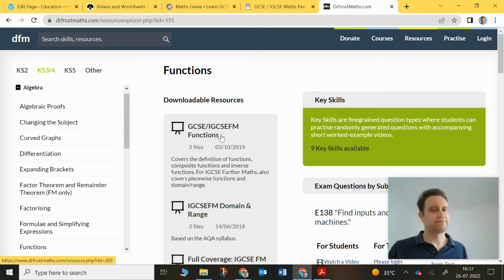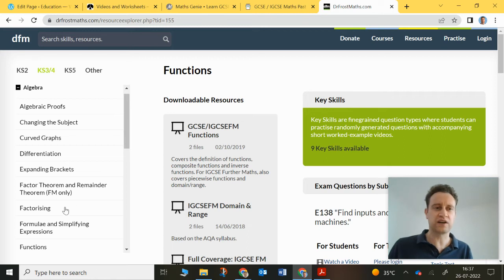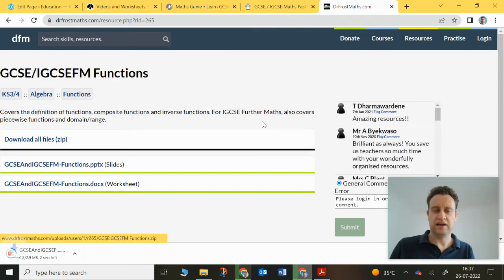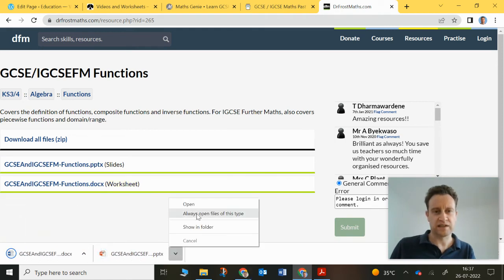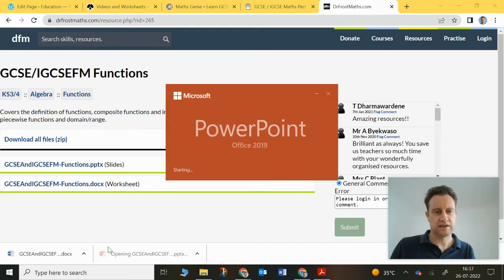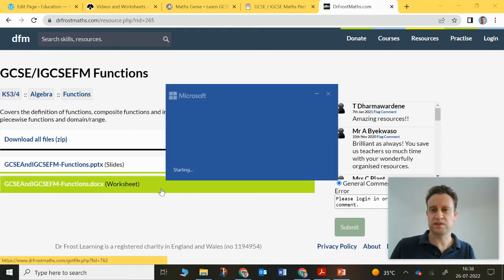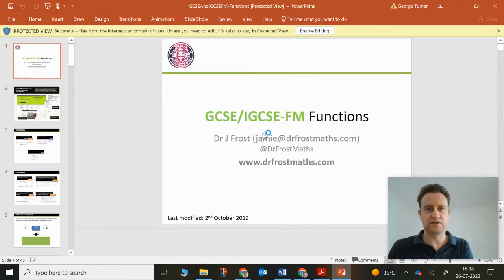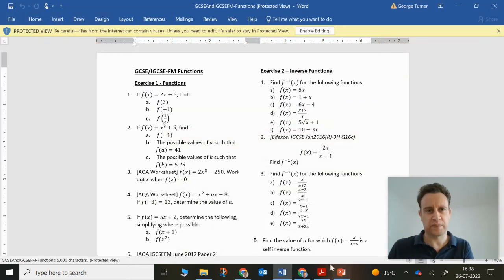Now, this is a little bit more technical because teachers are looking for this and trying to choose the right resources, but it's still brilliant. If you know you're struggling with, say, functions, as a lot of students might, then you can click on this. Let's have a quick look. You can go to the slides, and we can have a look at the document there as well. Let's see what we've got. Okay, so let's go to the PowerPoint.